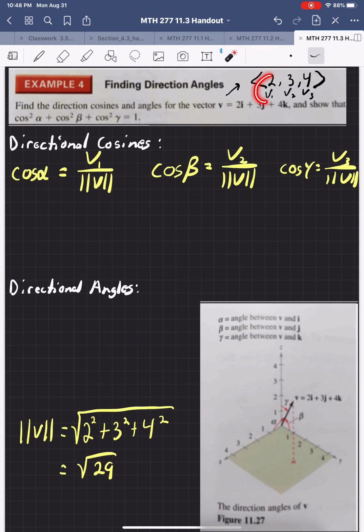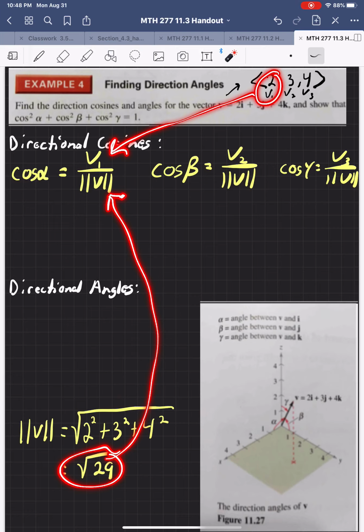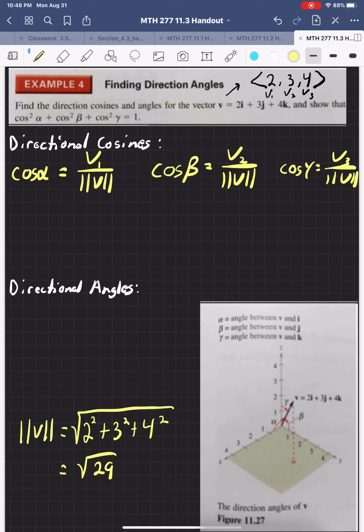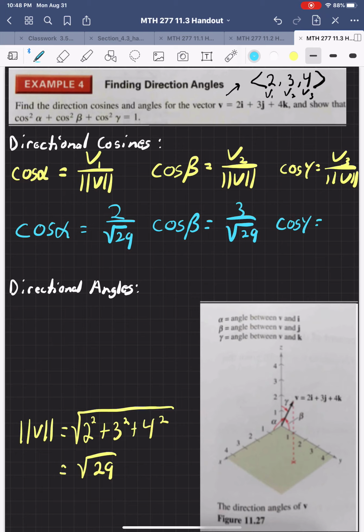We're just going to plug in v sub 1 and divide it by the magnitude, and do the same thing for cosine of beta and cosine of gamma. So we'll do that really quickly. Here is the answer to the first part of the question. Cosine of alpha is 2 over the square root of 29. Cosine of beta is 3 over the square root of 29. And cosine of gamma is 4 over the square root of 29.